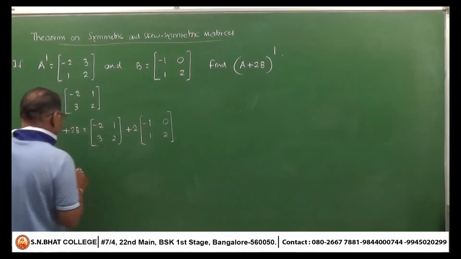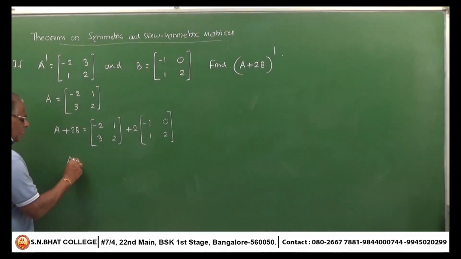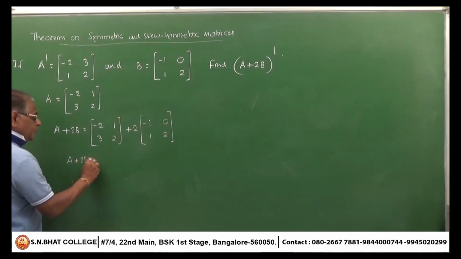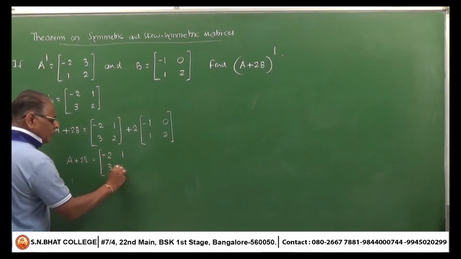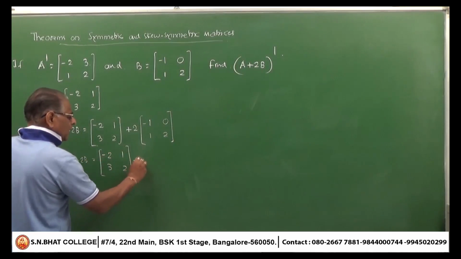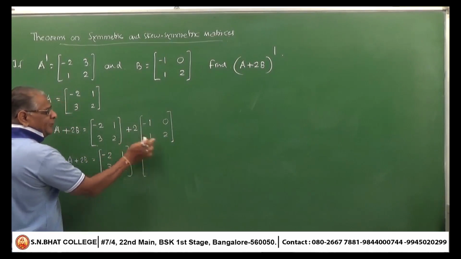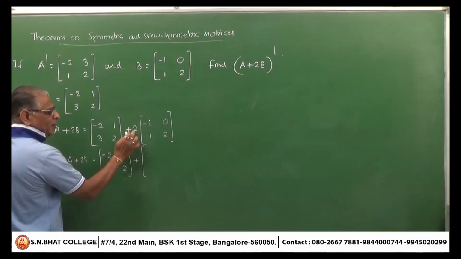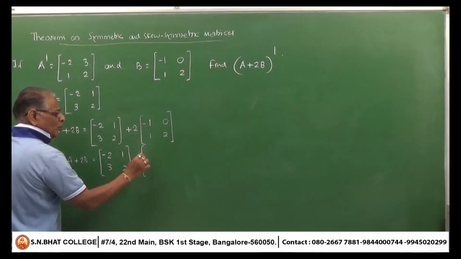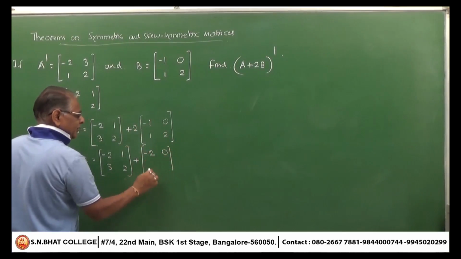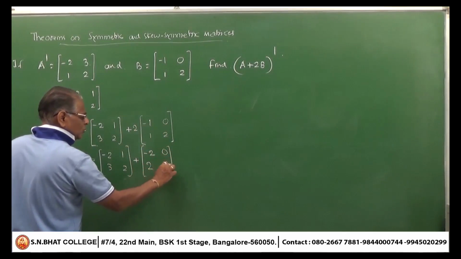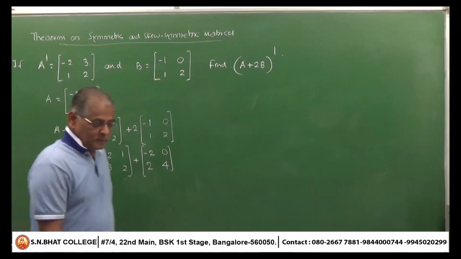Therefore A plus 2B is, write A as it is: -2, 1, 3, 2, plus. This is scalar multiplication of a matrix by 2. Multiply each element by 2. 2 into -1 is -2. 2 into 0 is 0. 2 into 1 is 2. 2 into 2 is 4.